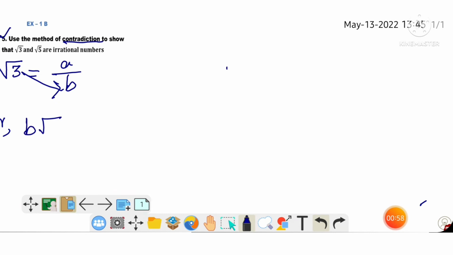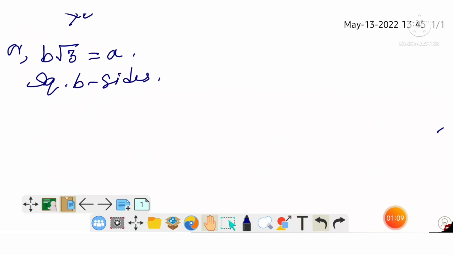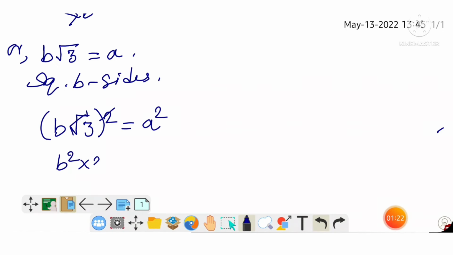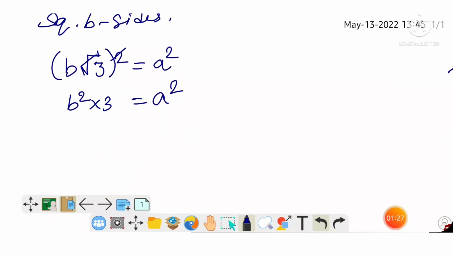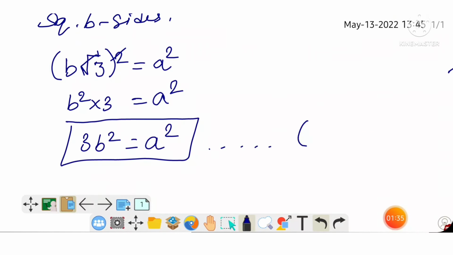When we cross multiply it, we get b into root 3 equals a. So we have to square both sides. Squaring both sides, we get b into root 3 whole square equals a square. So b square into root 3 square, which is 3, gives 3b square equals a square. Let us take it as equation 1.